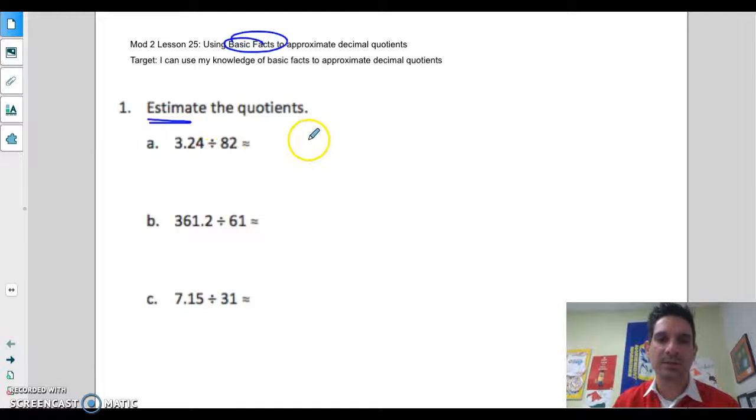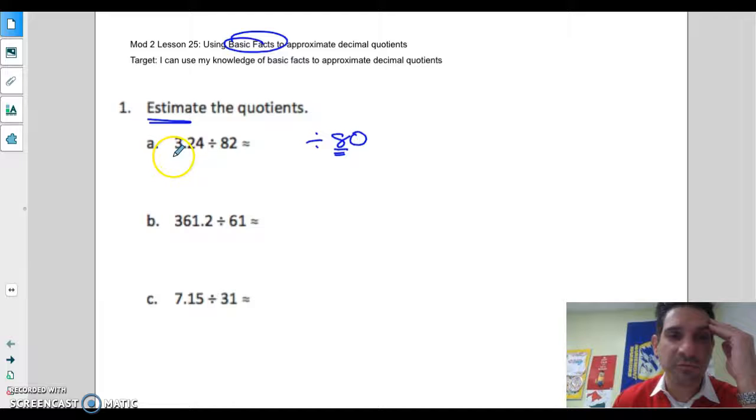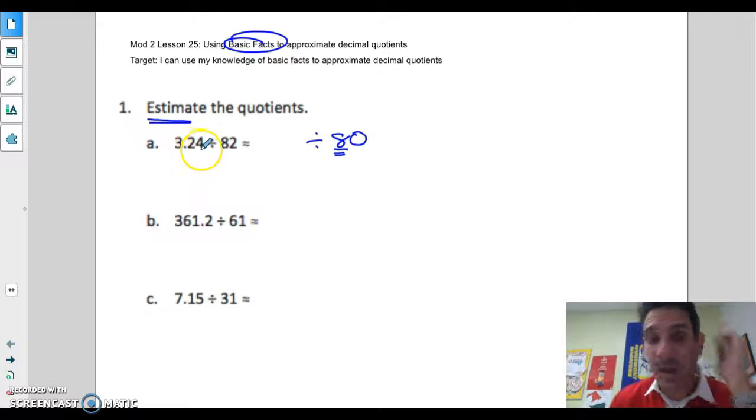So I'm going to look at this 82. I'm going to round this to 80. I'm going to think of this 8. Now, I look at 3 and 2400ths. Well, I know I'm not going to just round this to 3 or 4 because that doesn't work. But I need to look at this 32. And I know a multiple of 8 is 32. So what I'm going to do is make this 320 hundredths.